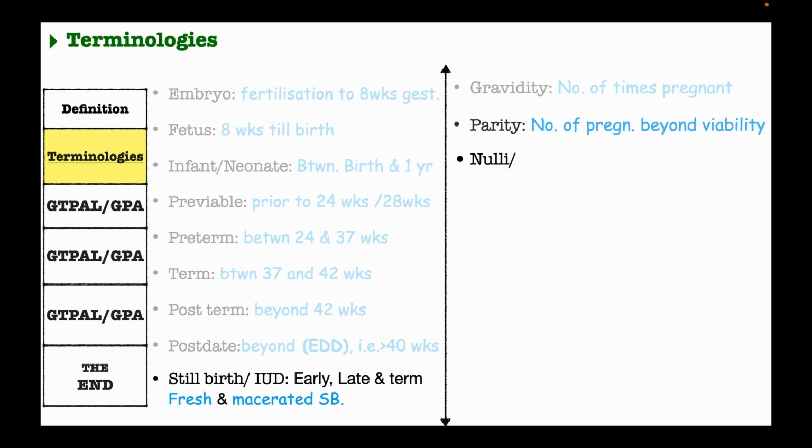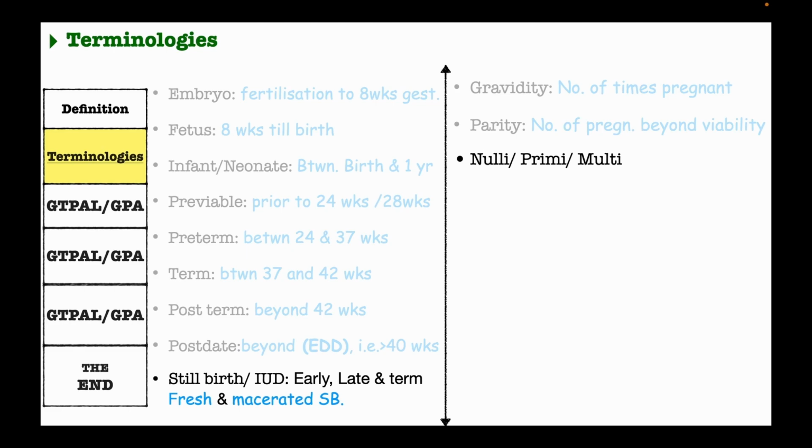Then we also have designations such as nulli, primi, and multi. Now, these are prefixes which we use when we are talking about gravidity and parity. And so when we say nulligravid, we mean the woman has no history of pregnancy. When we say primigravid, it means the woman has a history of one pregnancy. And when we say multigravid, it means the woman has a history of two or more pregnancies. The same thing applies to the parity.